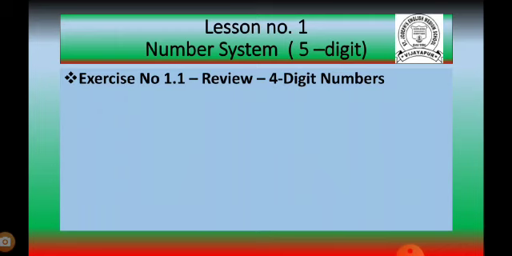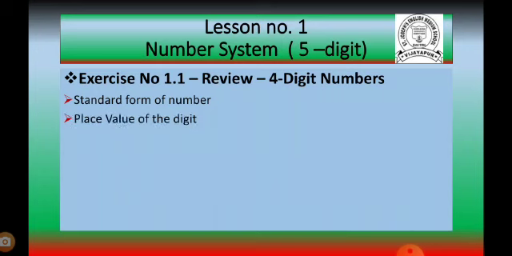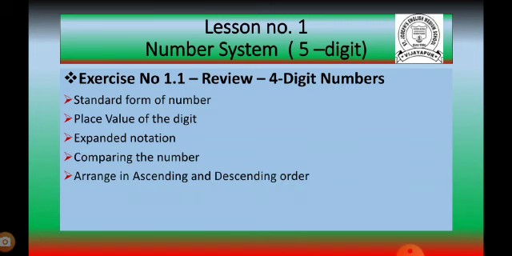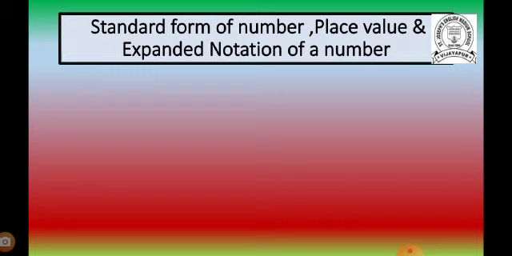This means we have already learned this in the third standard: standard form of a number, place value of the digits, expanded notation, comparing the numbers, arranging in ascending and descending order, and writing the numbers in standard form. To understand this, we will look once again at the place value chart, to learn how to form the standard form of a number, the place value of the number, and the expanded notation of the number.